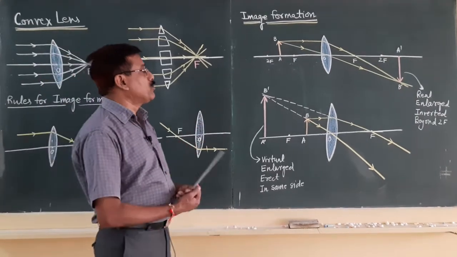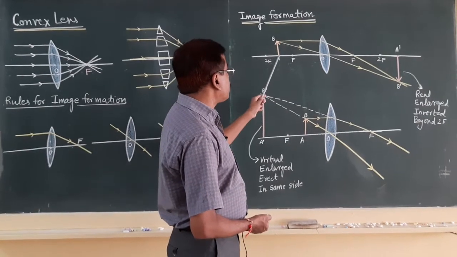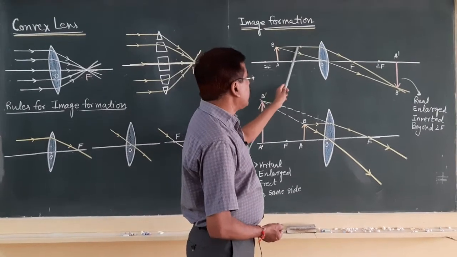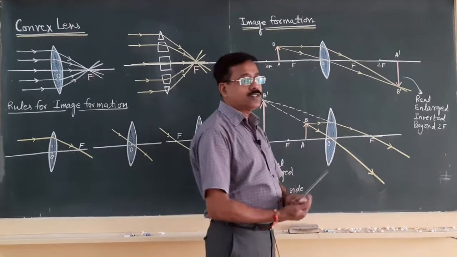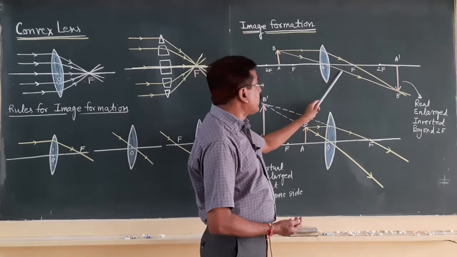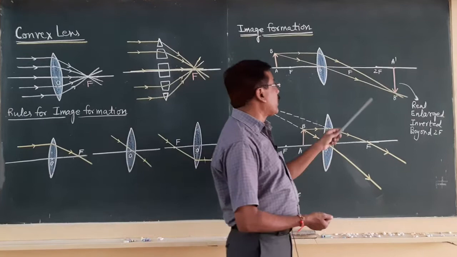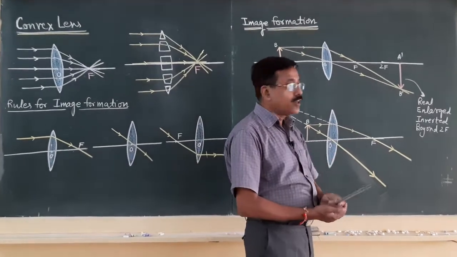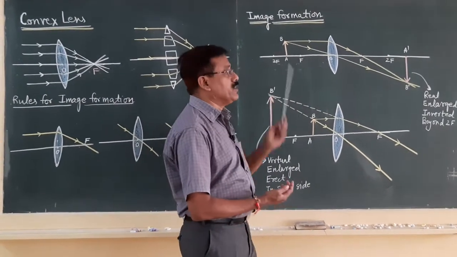So, I have taken two cases. The first case, when the object AB is placed between 2F and F. The light ray which is parallel to the principal axis, after refraction passes through the focus. If the light ray is incident on the convex lens through the optical center, without any deviation it will be refracted, and you find very clearly these two refracted rays intersecting each other at B dash. So, A dash B dash is the image of object AB.